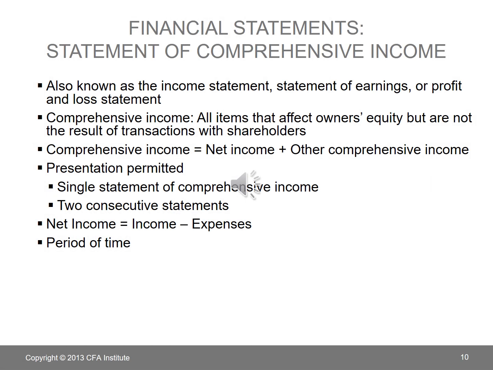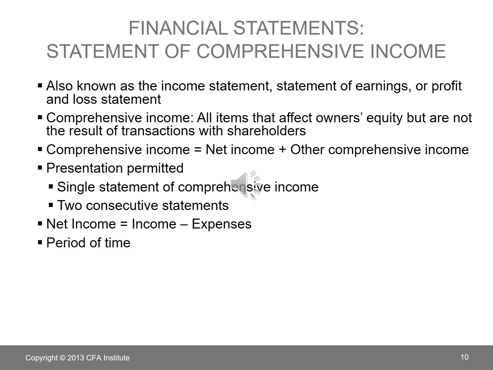Okay, here we move on to the second financial statement that we're going to be focusing on, which is the statement of comprehensive income. All right, it is also known as the income statement. This is the terminology we use most of the time, or statement of earnings, or even profit and loss statement. Okay, the basic equation underlying this specific statement is revenue plus other income minus expenses equals net income. All right, so that's the equation behind this specific statement.